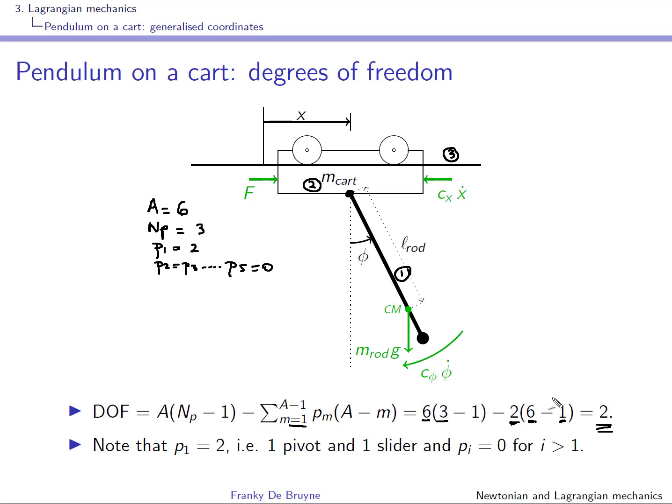You could do the same exercise again with A equals 3, it would work also. We would have 3 times 3 minus 1 minus 2 times 3 minus 1. So that's 6 minus 4, and that's 2 also.